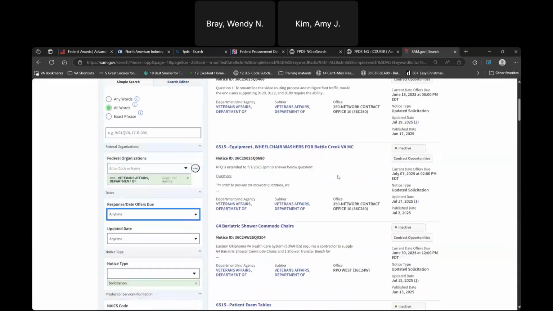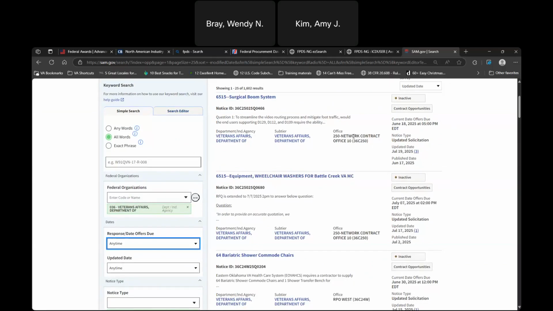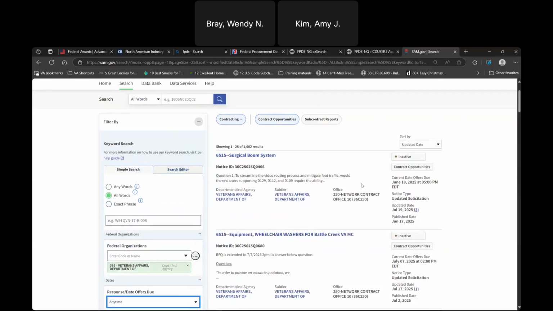But you can go through here and search. Again, you can pull a report if you want to pull this data, but you can also just skim and see where these opportunities were coming out of. I see that this came out of NCO. Remember me mentioning Network Contract Office, NCO 10.